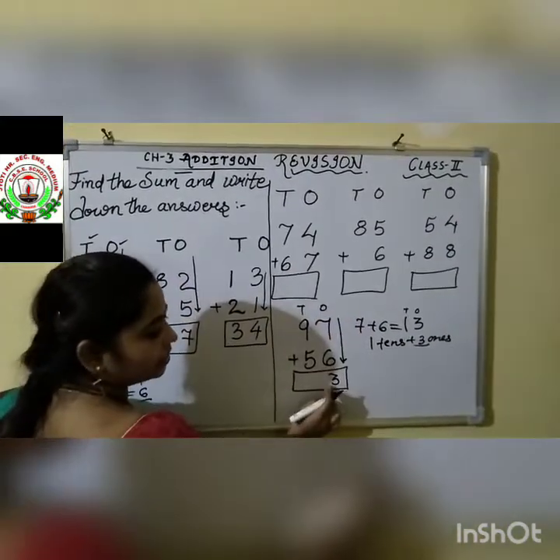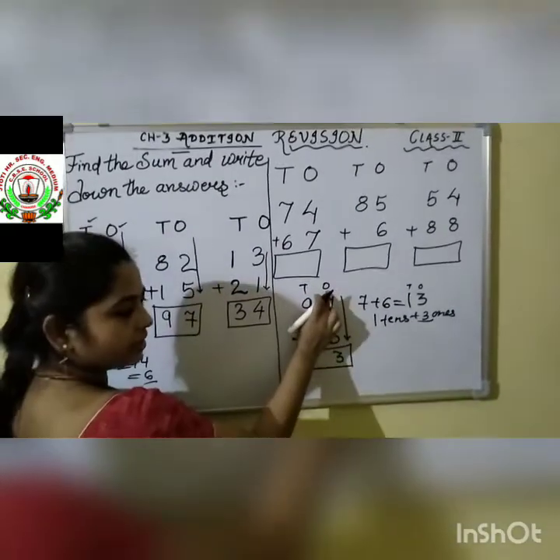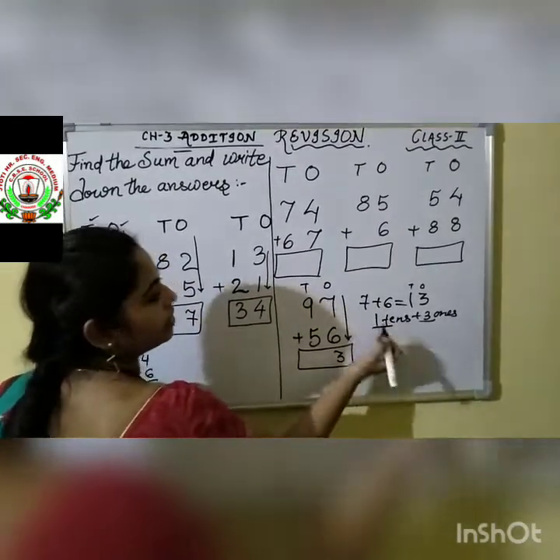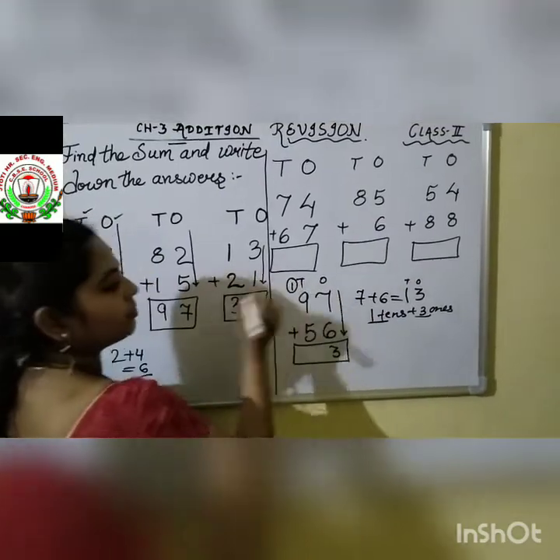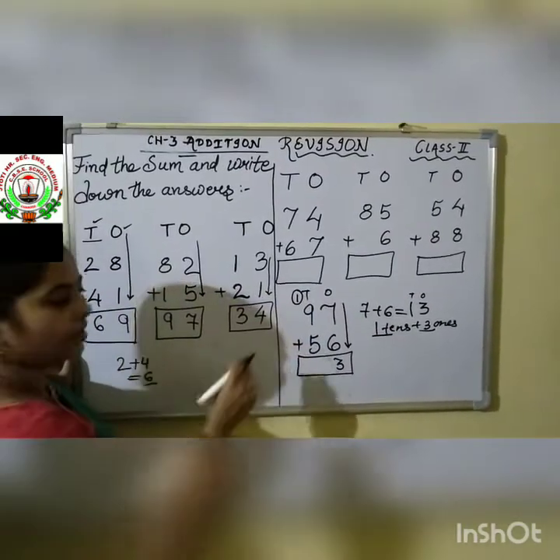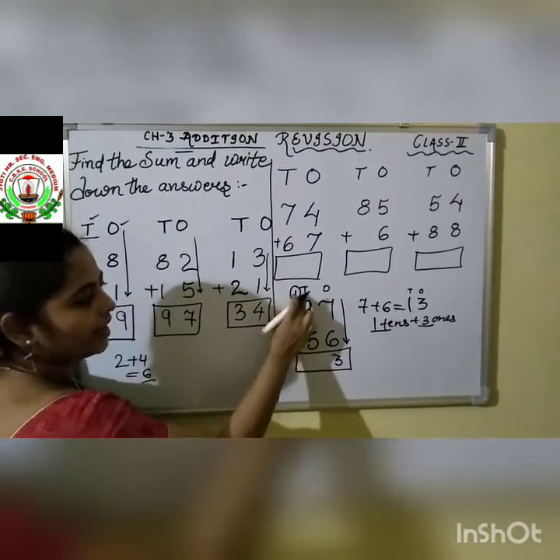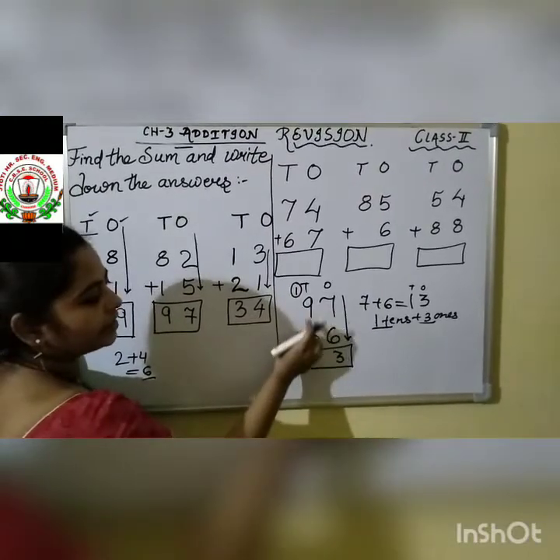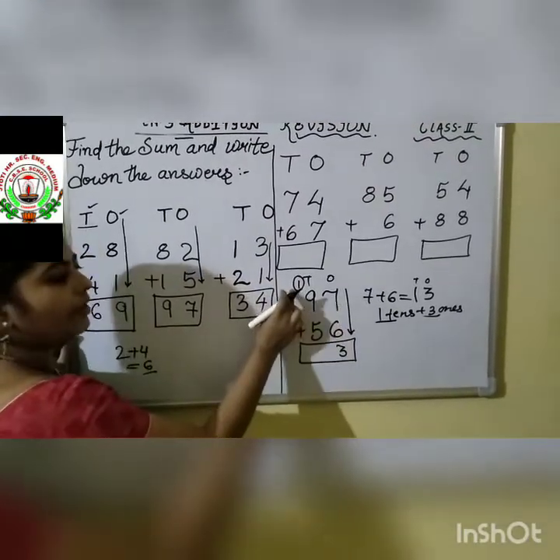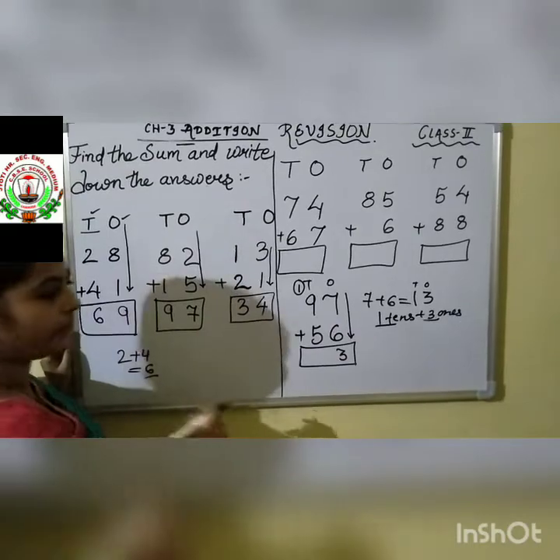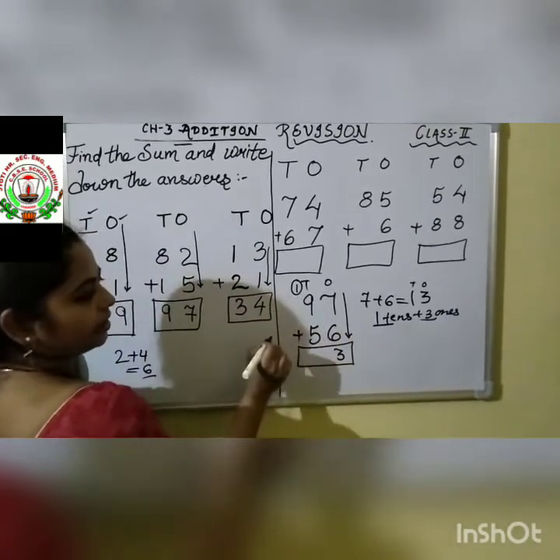So this 3 we will write down here under the ones column. See clearly, this 3 we will write down under the ones column and this 1 will be going to the tens place as carry. Remember? After adding the tens place numbers we will add this 1 with it. Okay. Let us do. Write 13 like this.